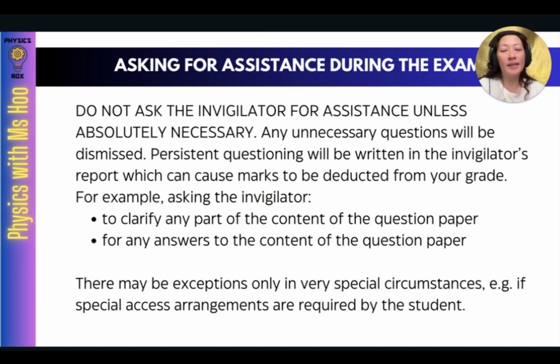Now, there may be exceptions only in very special circumstances. For example, if special access arrangements are required by the student. Special access arrangements are for students with disabilities. So for example, they have trouble reading the paper or they're not able to write. Usually, this kind of special access has to be arranged in advance and only by students who qualify for the special access arrangements.